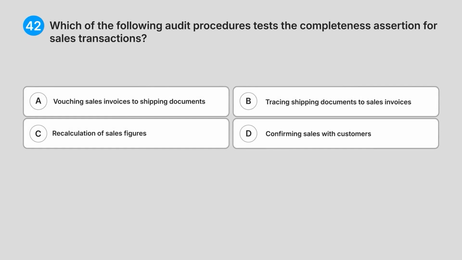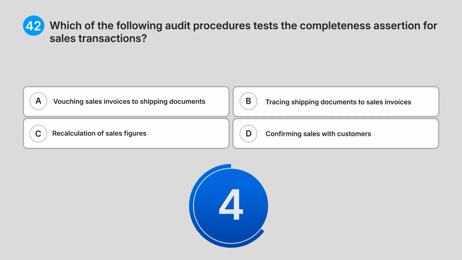42. Which of the following audit procedures test the completeness assertion for sales transactions? A. Vouching sales invoices to shipping documents. B. Tracing shipping documents to sales invoices. C. Recalculation of sales figures. D. Confirming sales with customers. Can you guess the answer?